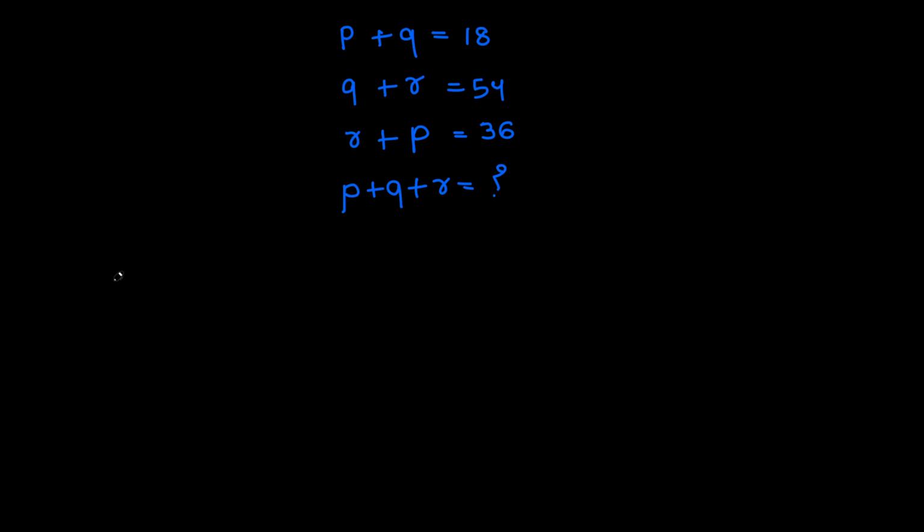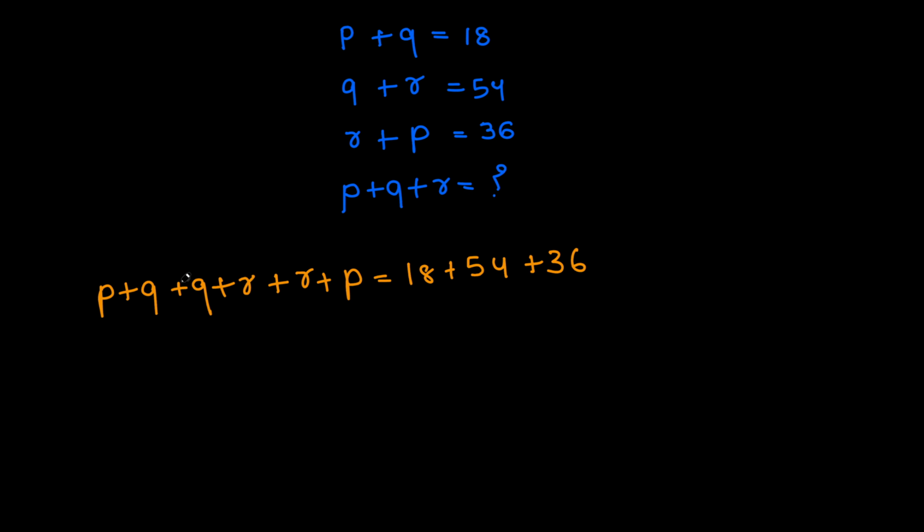On the left hand side, we have P plus Q, then Q plus R, then R plus P. And on the right hand side, we have 18 plus 54 plus 36.